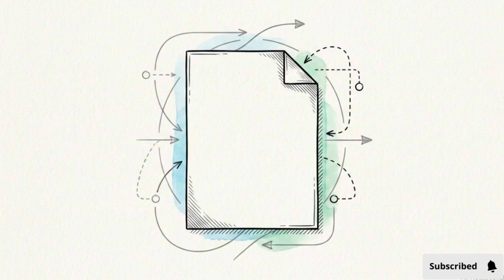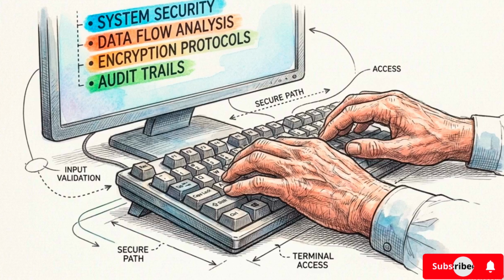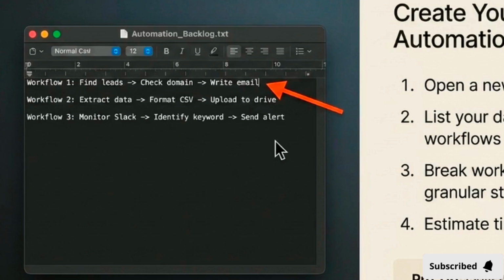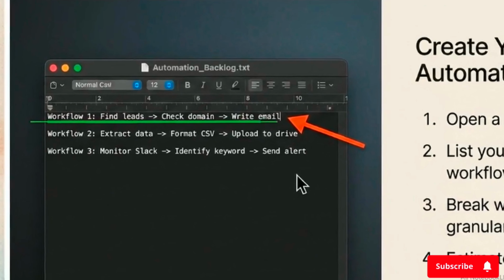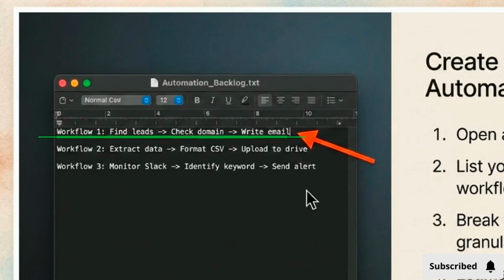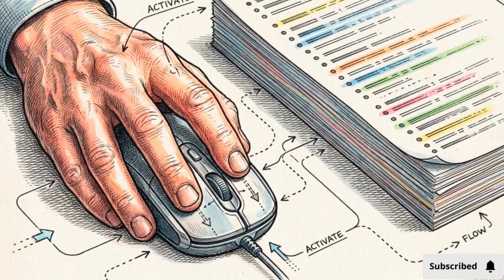To maximize that token limit, open a blank document and write down an automation backlog. List the tasks that take up the most of your manual clicking and typing each day. As you can see in this document, we are breaking those broad tasks into strict sequential steps. For example, find leads, then check the domain, then write the email. Completing this manual mapping first is mandatory.